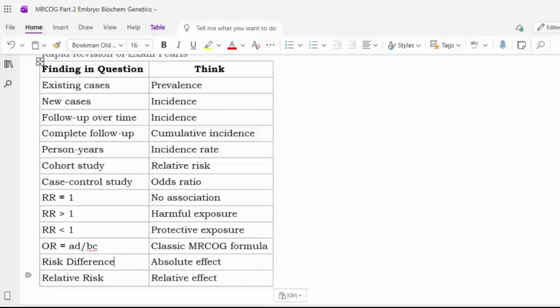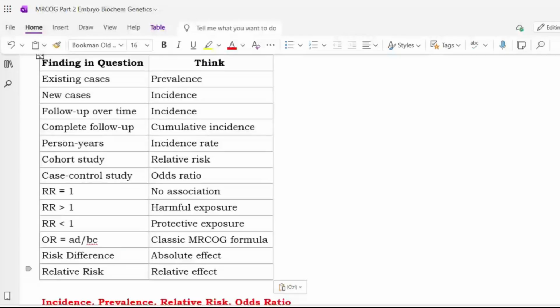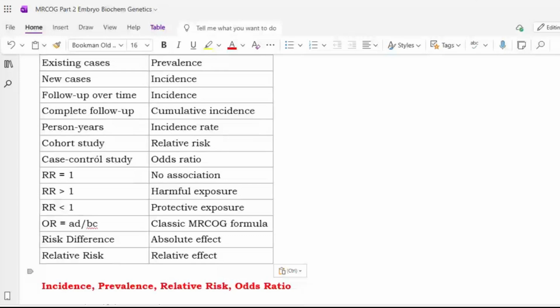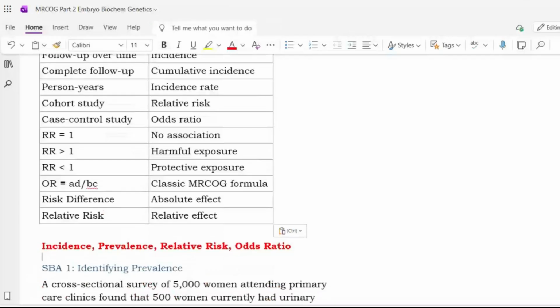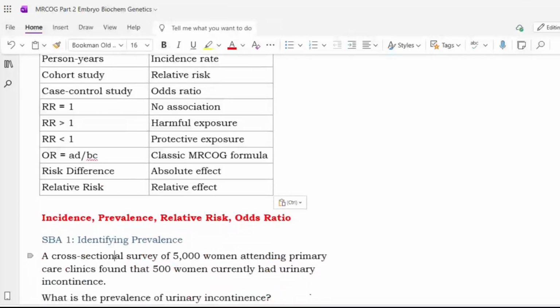Odds ratio will be given by the formula AD upon BC. That is very frequently asked in the examination. Risk difference is the absolute effect and relative risk is the relative effect. So that finishes today's topic of incidence, prevalence, relative risk and odds ratio.